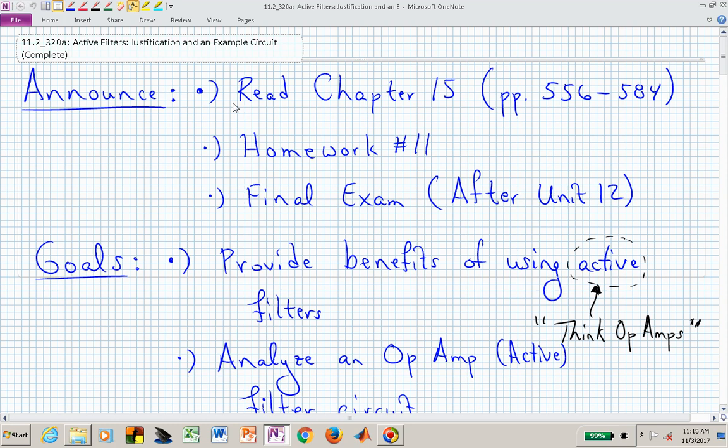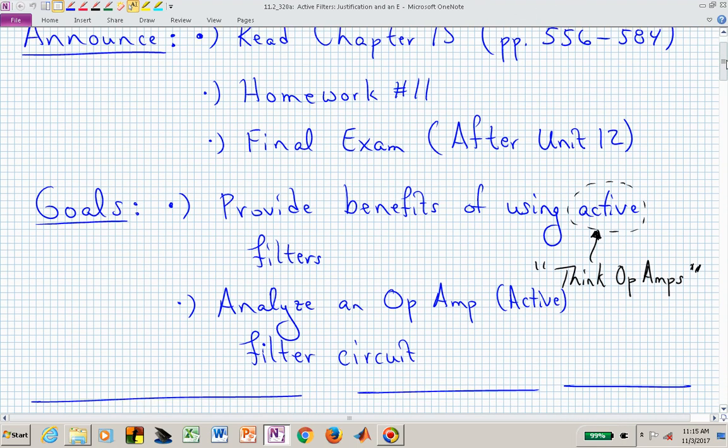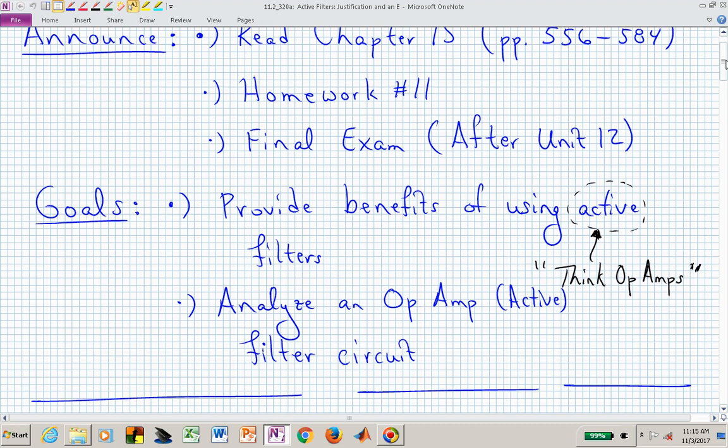We are in Unit 2. This is our second video, and that means we're focusing on active filters, which is Chapter 15. You have a homework assignment due at the end of this unit, and our final exam, we're getting close to the end, will be at the end of Unit number 12. In this video, what I want to do is talk briefly about the benefits of using active filters.